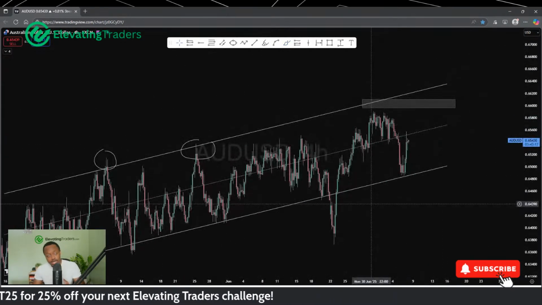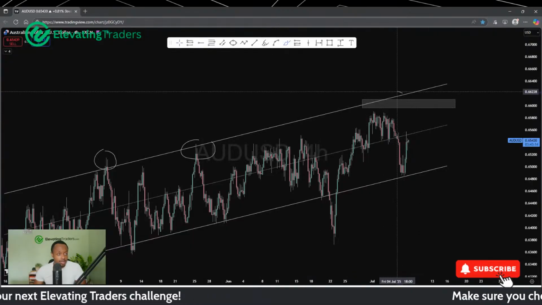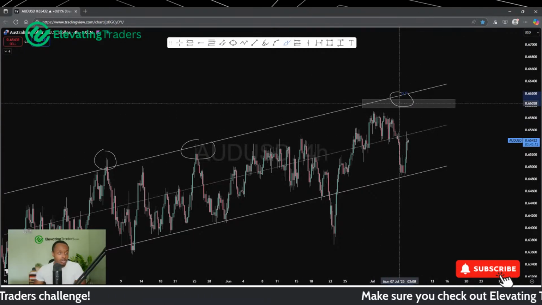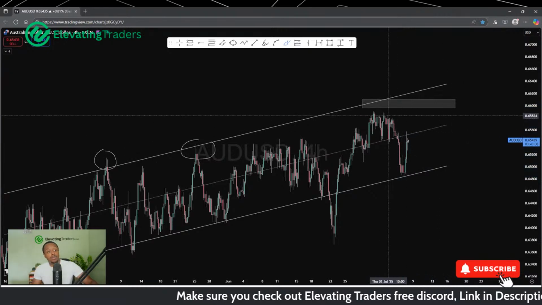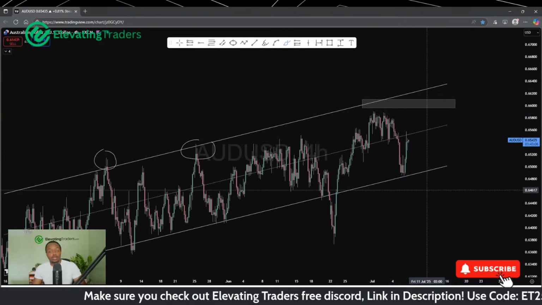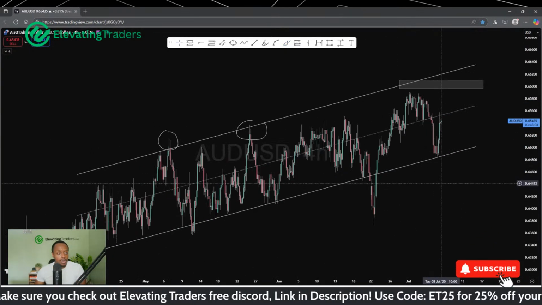So the plan was keeping it very simple. Another retest of the high, hopefully see some rejection, then short Aussie back to the low end of the channel. We did see that, but just missed that area of entry by a few pips there, unfortunately.